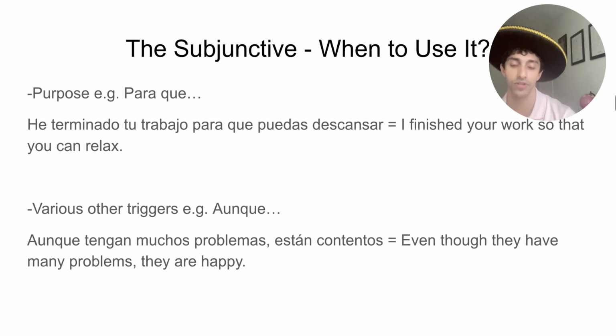And there are various other triggers which don't fit into these neat categories necessarily either. One example of this is "aunque," which means although. That's always followed by a subjunctive form. So you'd say, "aunque tengan muchos problemas, están contentos," which means even though they have many problems, they are happy. It's usually followed by the subjunctive form, unless you're indicating something that is very definite or certain.